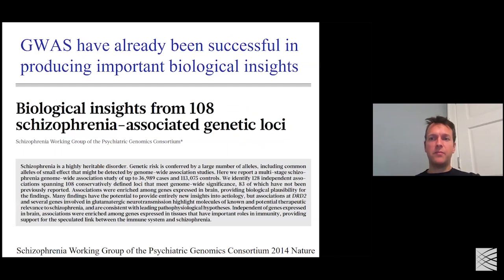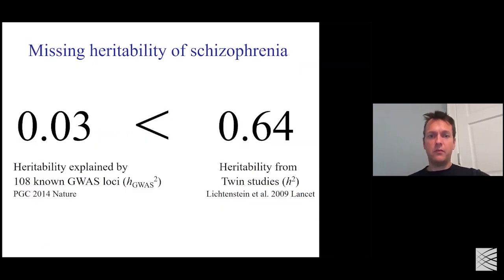I think that everybody in this audience will be aware that genome-wide association studies have already been very successful in producing important biological insights. This is just one example from the landmark schizophrenia GWAS published in the year 2014 in Nature, with a lot of contributions from people at Broad. And this landmark study had a huge number of interesting and important findings. And yet, at the same time, I think everybody in this audience will be aware that even though genome-wide association studies have found a lot of things, they certainly have not found everything.